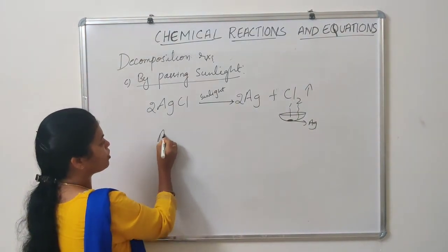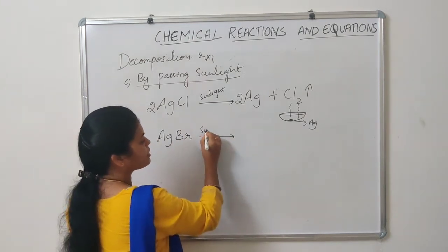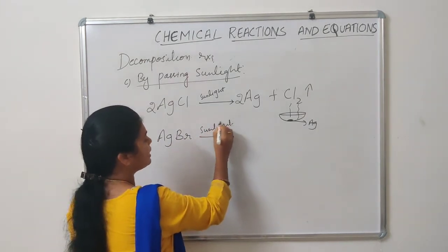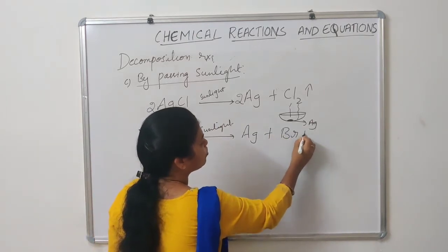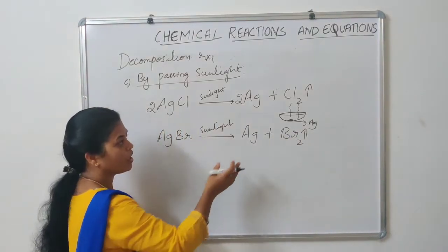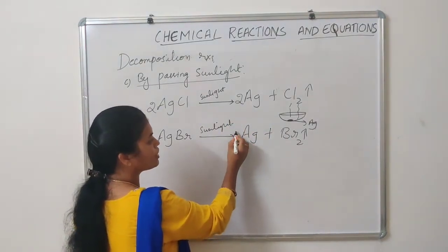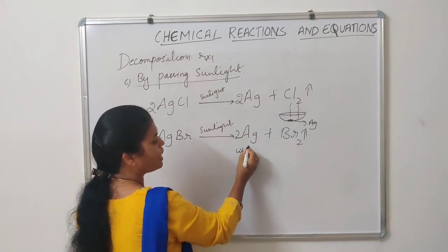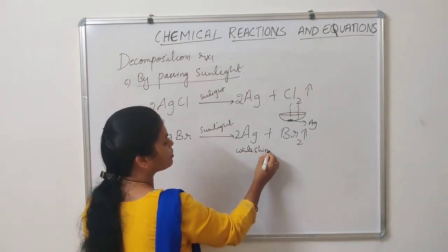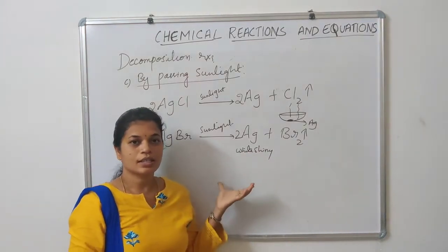Similarly, one more compound of silver is silver bromide. In the presence of sunlight, it decomposes to silver and bromine gas. Bromine is brown fumes, which go away. Chlorine is a greenish yellow gas, that also goes away. And what is left over in the watch glass? Only the silver, a white shiny metal. So these are some reactions which are carried out by just keeping in the sunlight.